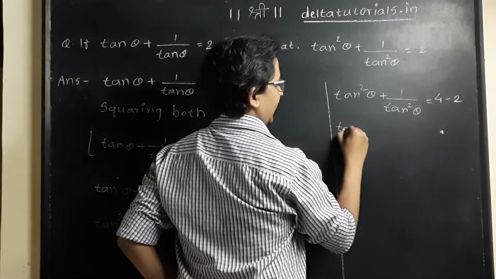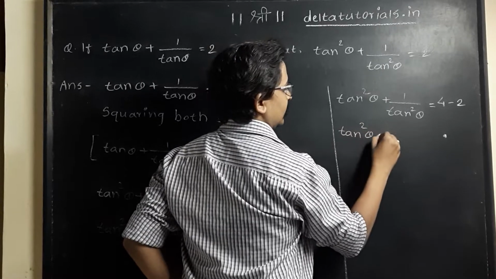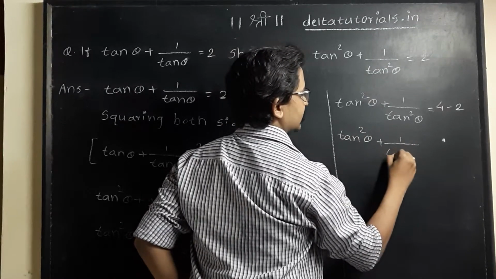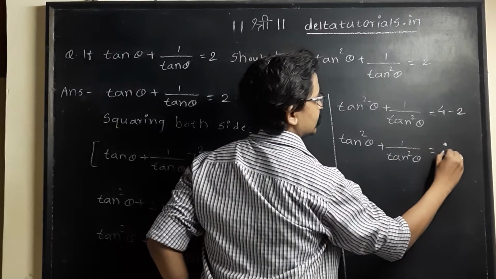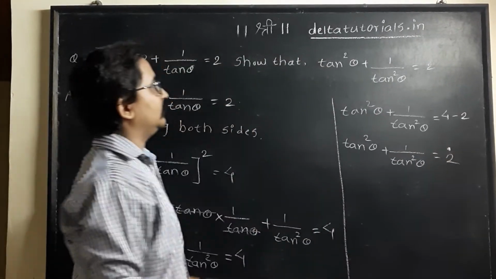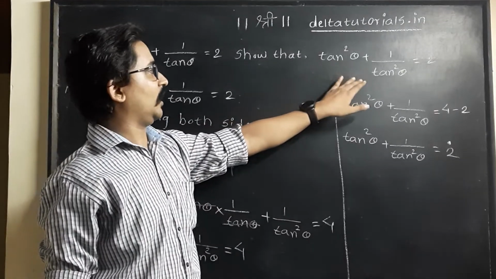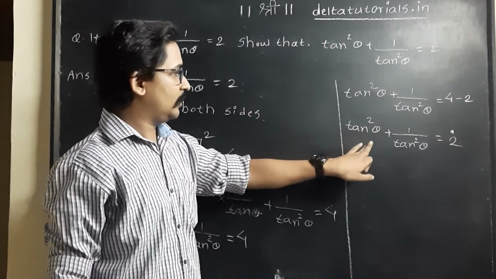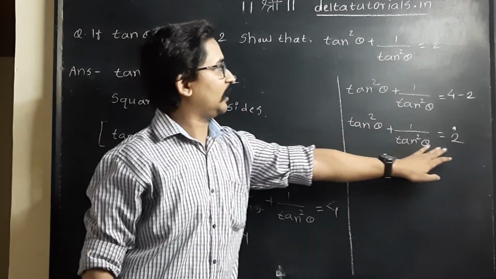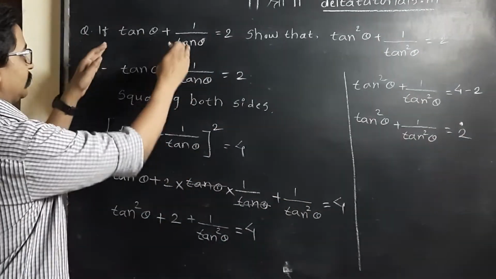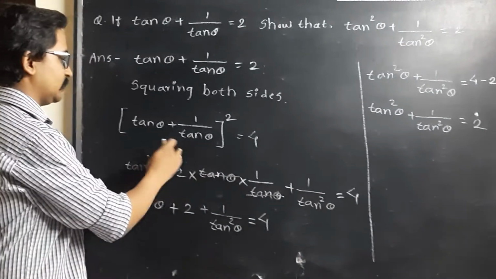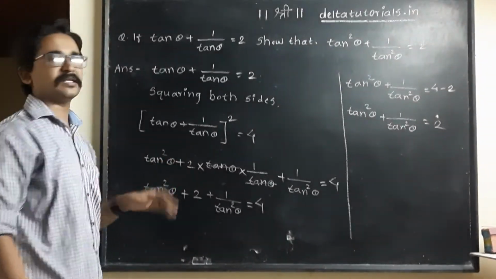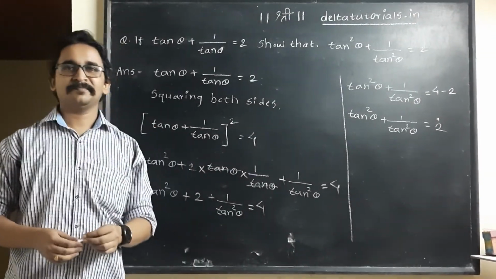So it will be tan square theta plus 1 upon tan square theta equal to 4 minus 2, which is 2. And this is nothing but the required answer. Tan square theta plus 1 upon tan square theta is equal to 2. So from the given expression, we have reached the required expression by using this expansion of (a plus b) the whole square. Thank you.